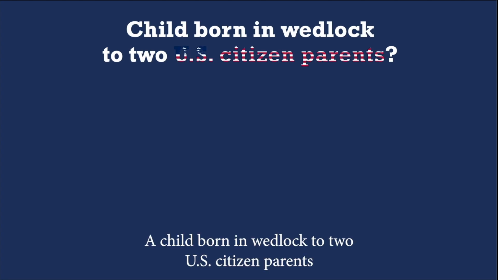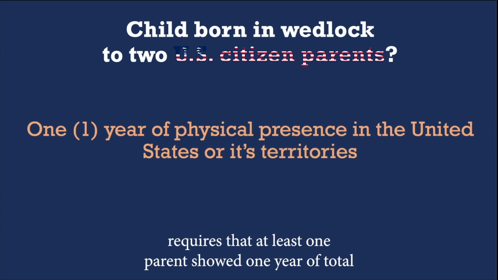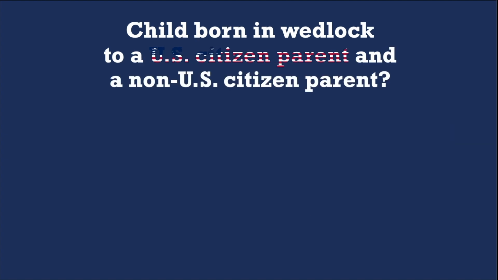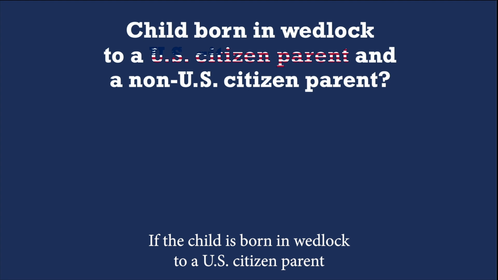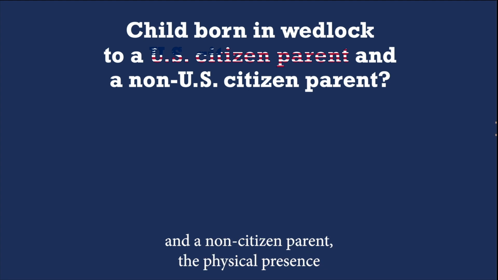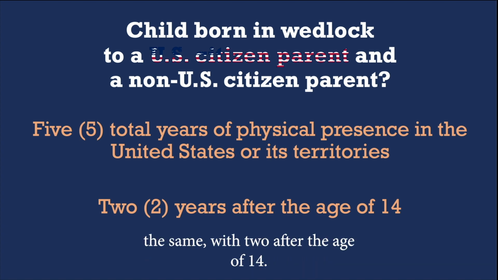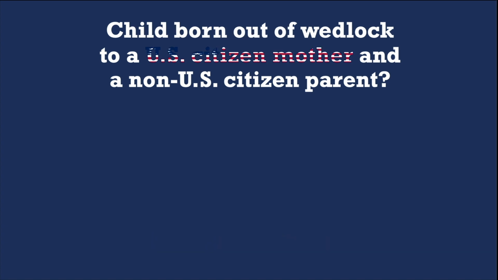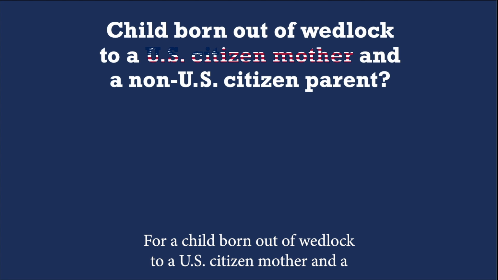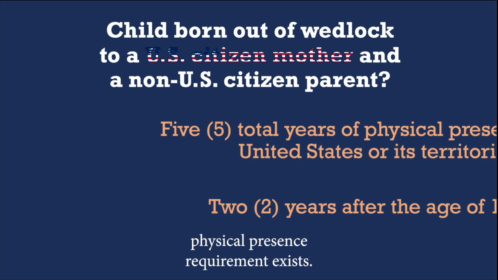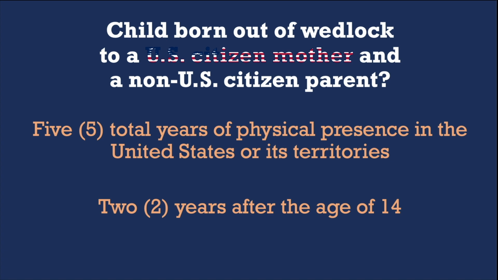A child born in wedlock to two U.S. citizen parents requires that at least one parent show 1 year of total physical presence in the United States prior to the child being born. If the child is born in wedlock to a U.S. citizen parent and a non-U.S. citizen parent, the physical presence requirement is 5 years, with 2 after the age of 14. For a child born out of wedlock to a U.S. citizen mother and a non-citizen parent, the same 5 years, 2 after the age of 14 physical presence requirement exists.